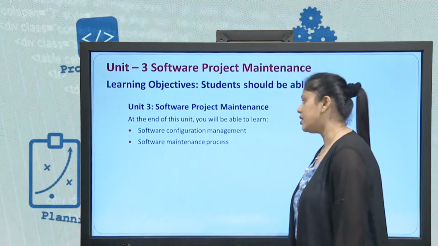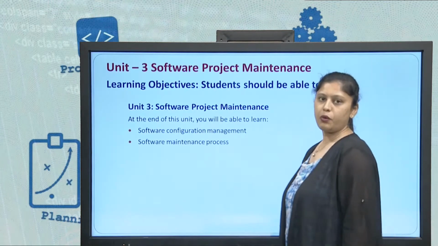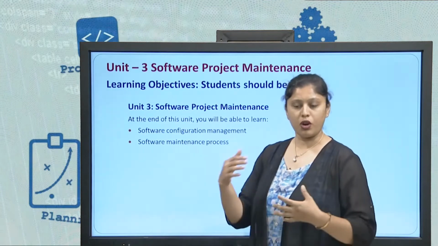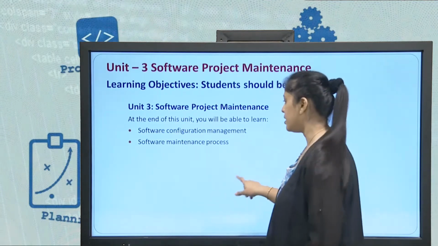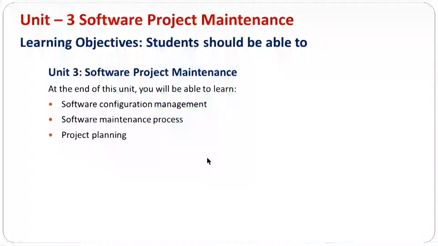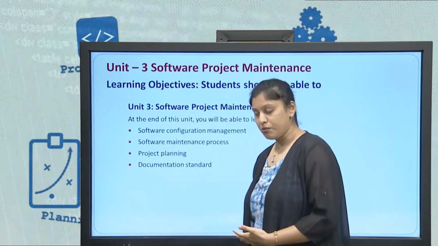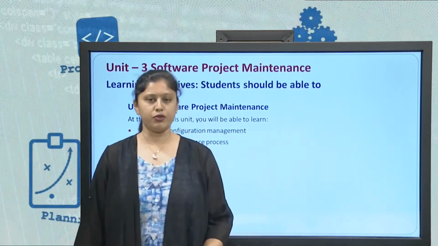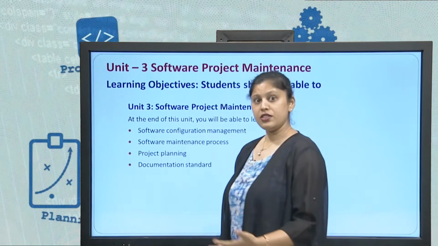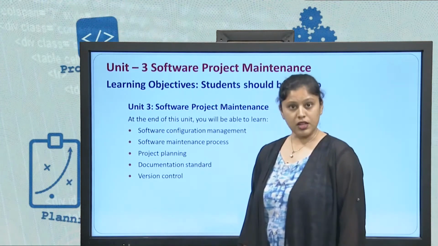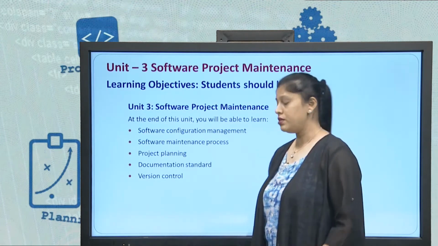Second, we will learn the software maintenance process, how we would be maintaining our software and what are the procedural steps to maintain it. Then we will be seeing project planning, how we would plan our project. We will be seeing documentation standard, that as we saw in the last unit, documentation is utmost important in any software project. What are the standards to be followed in preparing the documentation? We will be seeing version control, how we will be controlling the version.